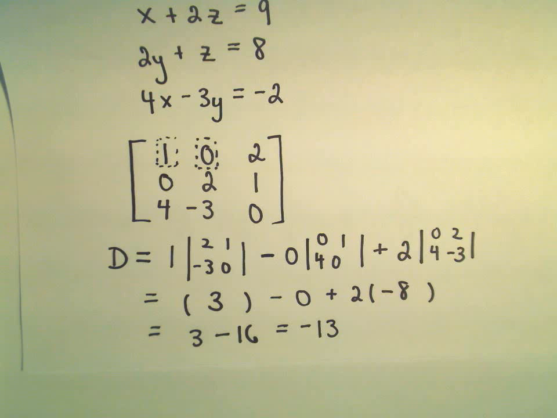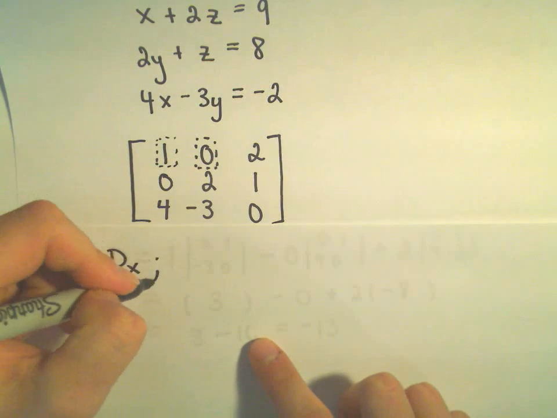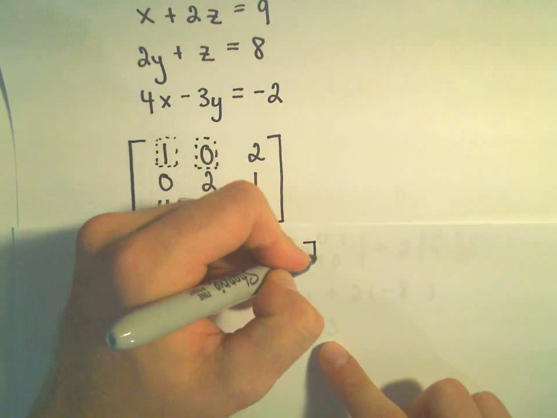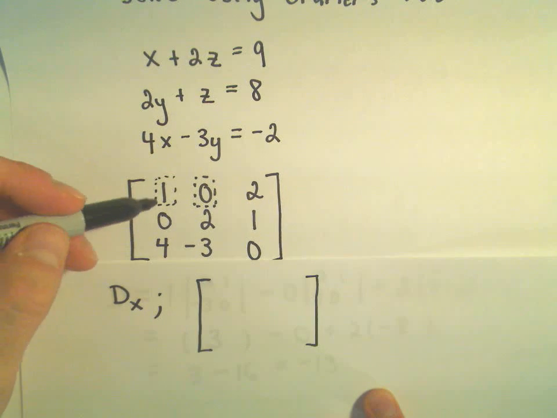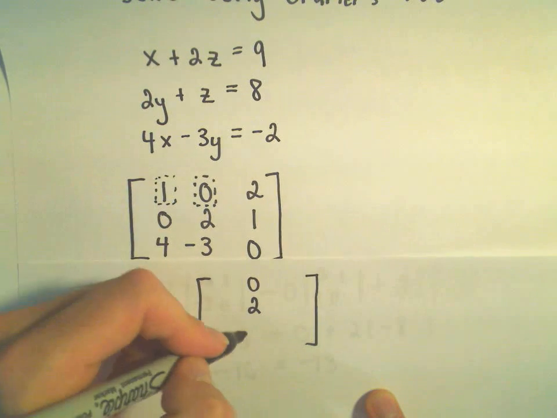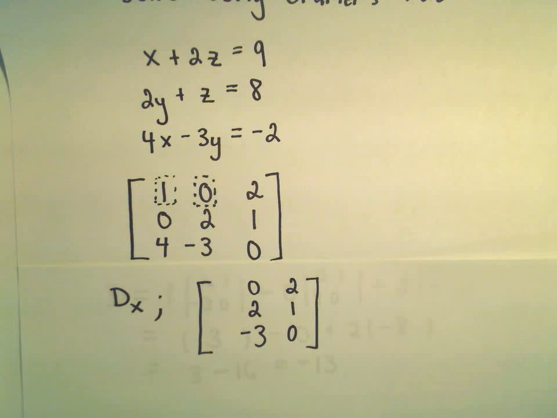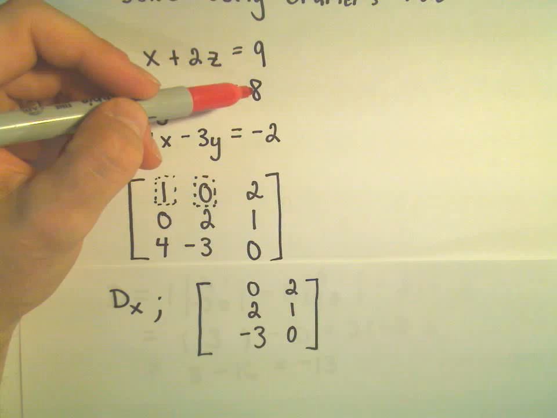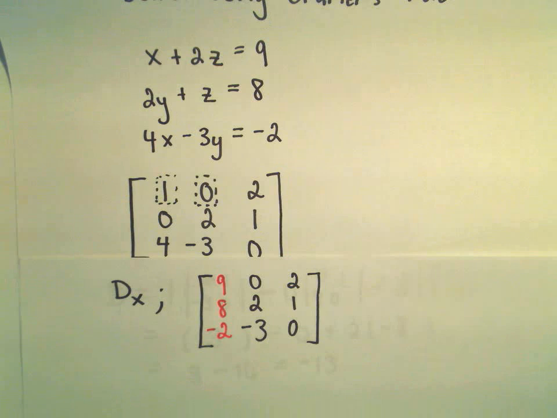Okay, and now this is where we have to go back and compute our other determinants as well. So to figure out our D sub x, we're going to look at the matrix. So remember, when we do our D sub x, the x column is the one that will change. We leave the other columns alone. So I'm going to leave the y column alone, and I'm going to leave the z column alone. And recall, we just take our values that were on the other side of the equal sign. So 9, 8, and negative 2. And those are the values that I fill into the matrix.